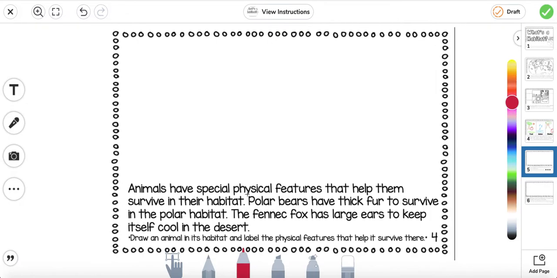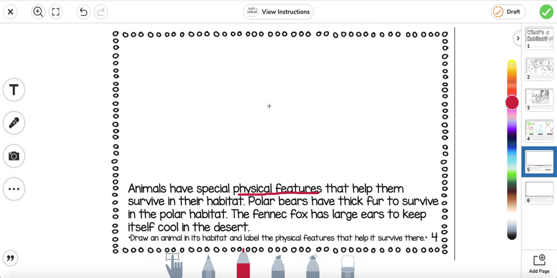Animals have special physical features that help them survive in their habitat. Physical features, what that means is how they look. Polar bears have thick fur to survive in the polar habitat. The fennec fox has large ears to keep itself cool in the desert. So we're going to draw an animal in its habitat and label the physical features that help it survive there.